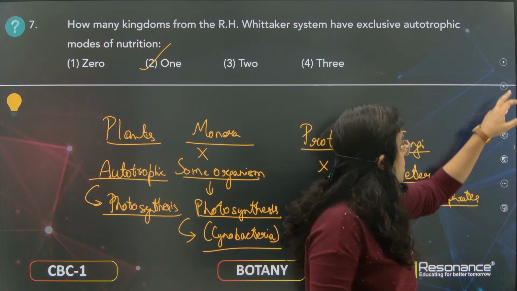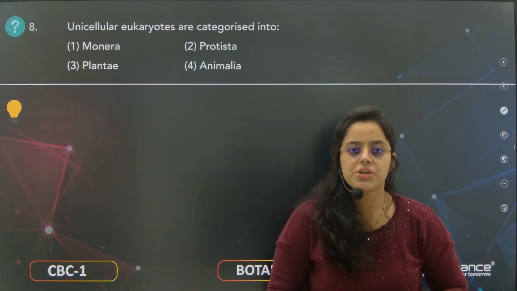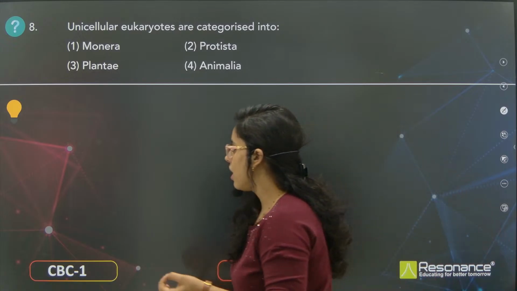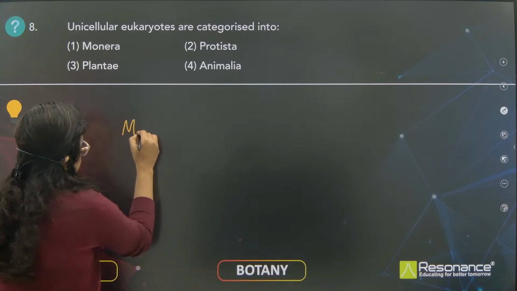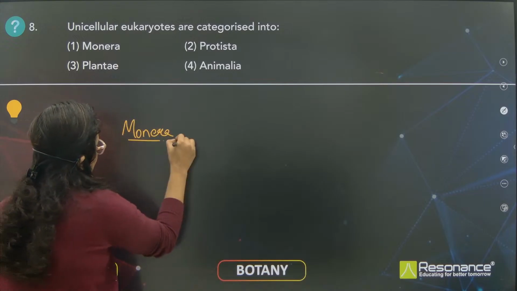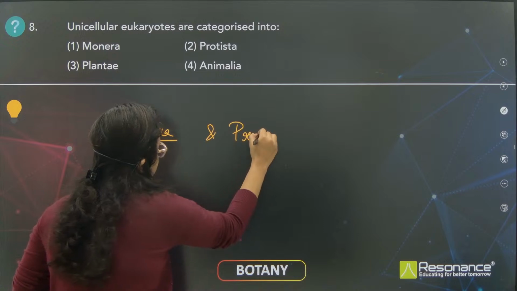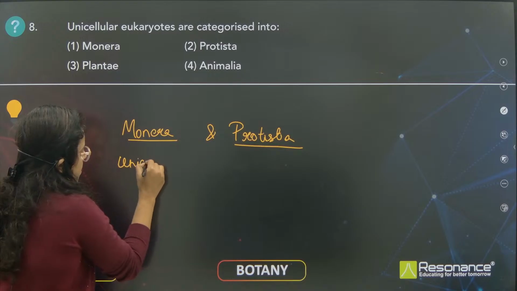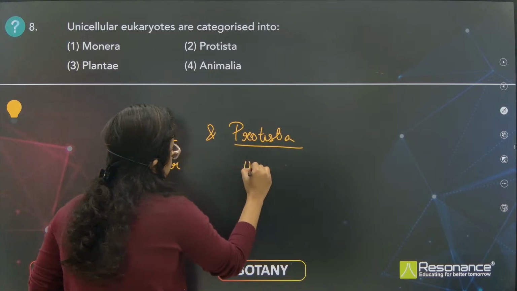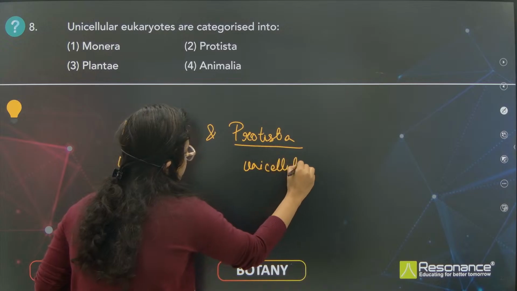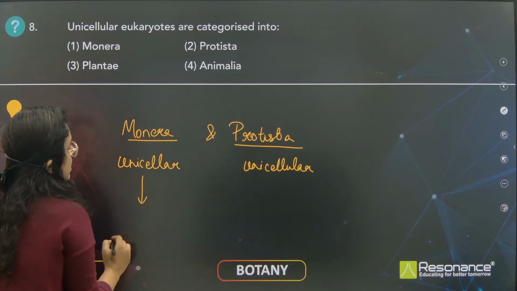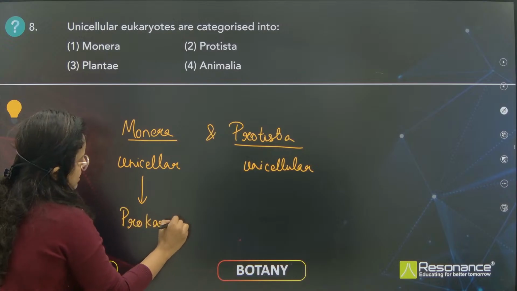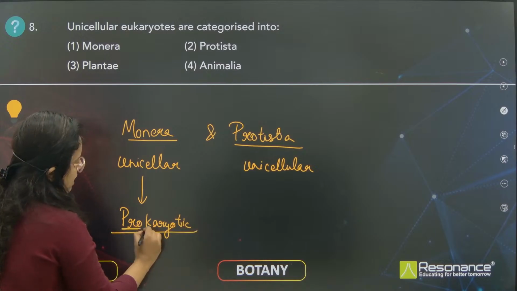Now coming to the next question. Unicellular eukaryotes are characterized into unicellular eukaryotes. Monera consists of unicellular prokaryotes. Monera and Protista consist of unicellular organisms. So Monera also consists of unicellular organisms, and Protista also consists of unicellular organisms. This unicellular organism is generally prokaryotic, which means it has a primitive nucleus.